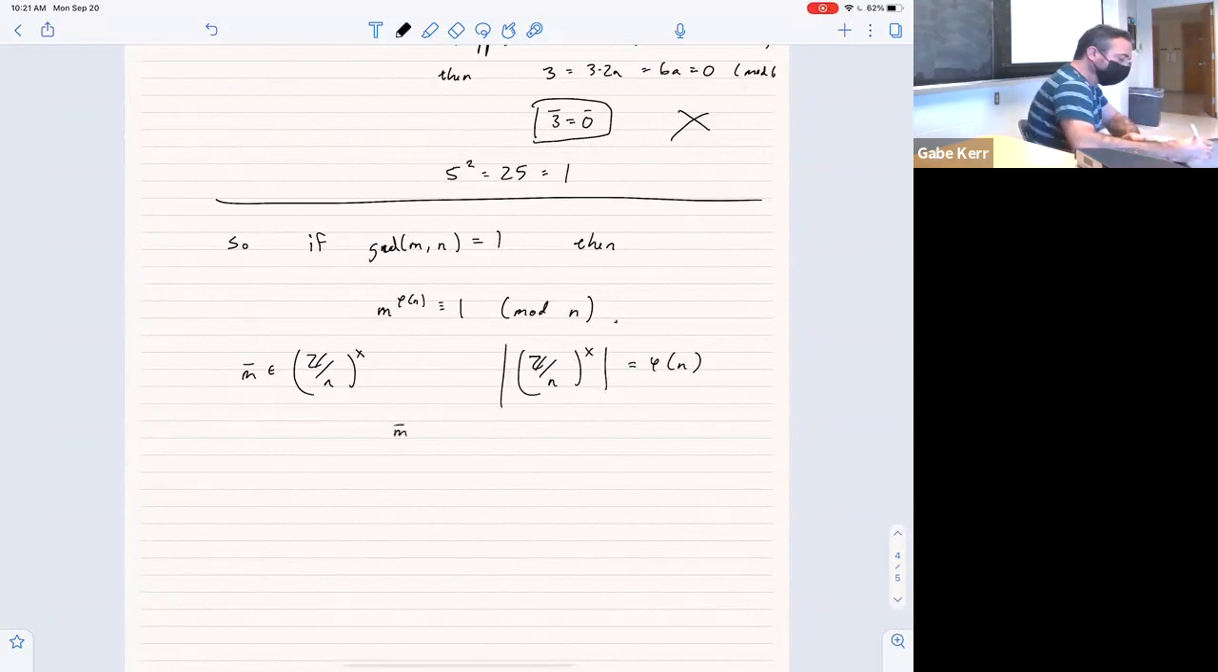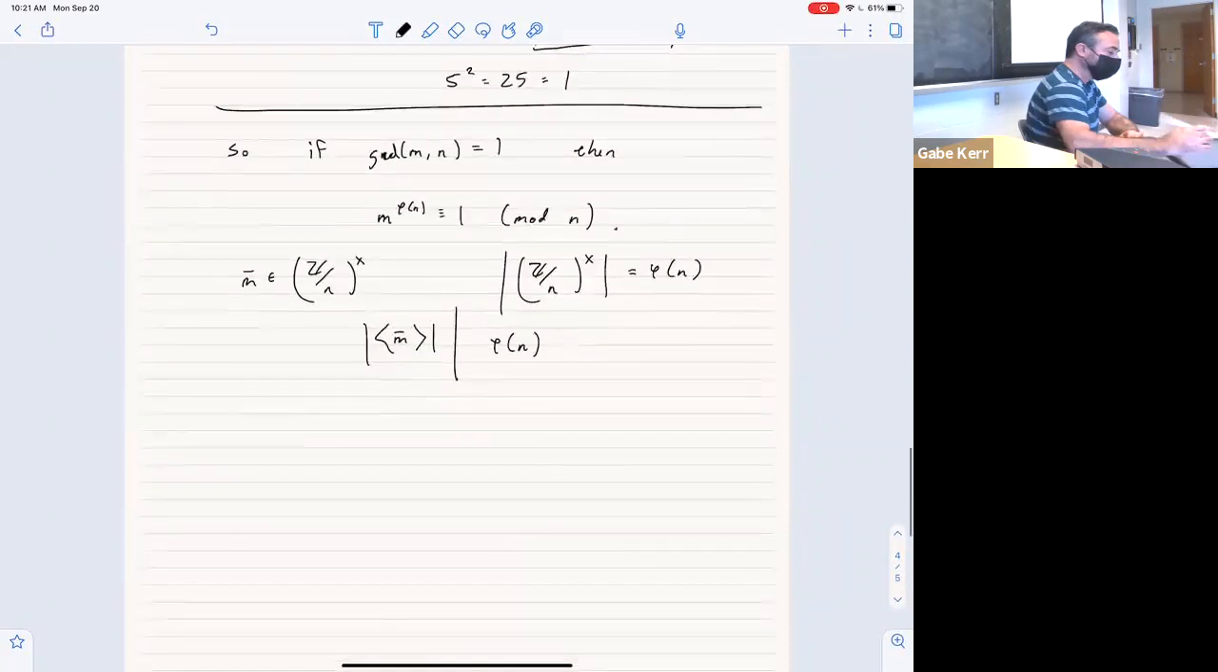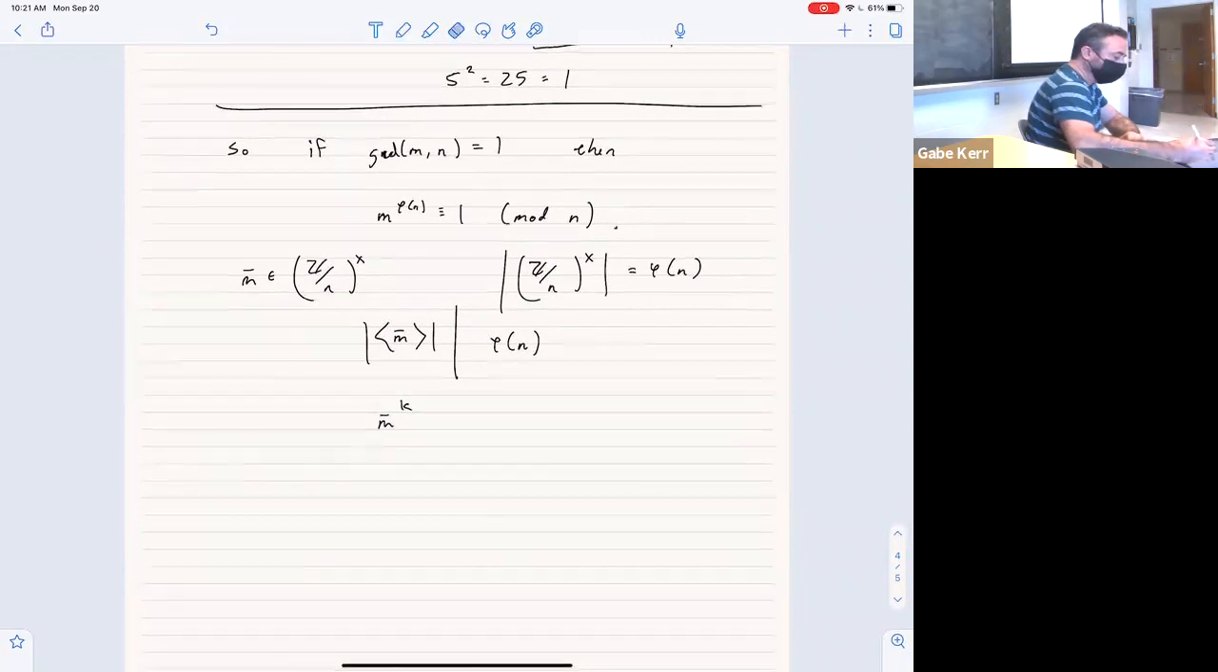We can look at the cyclic subgroup generated by m. What's the order of this? Nobody knows. However, what do we know by Lagrange? Lagrange told us that the order has to divide the order of the larger group that it's in. So if I look at the order of m, let K be the order of m.